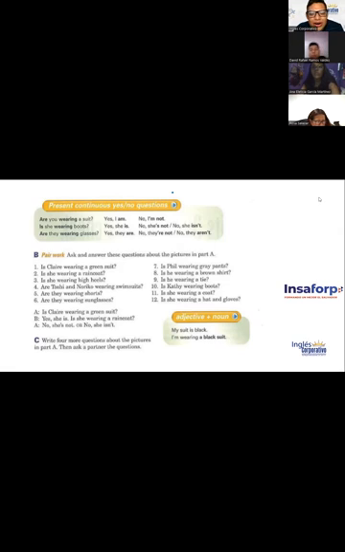And are they wearing glasses? ¿Están ellos usando lentes? Are they wearing glasses? Yes, they are. Or no, they are not. Or they aren't. Que son dos formas para decir en negativo que no.